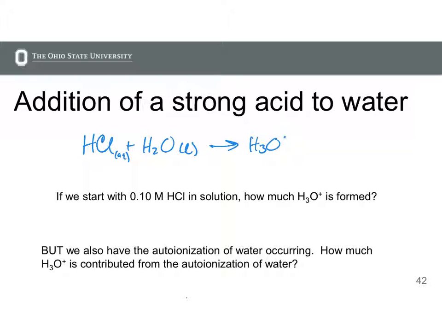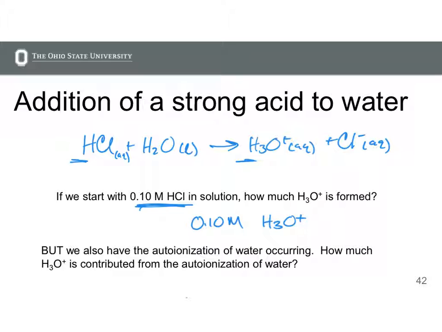Instead of writing this one more time. Okay, so here's our reaction, addition of HCl to water. So if we start with 0.1 molar HCl, how much H3O+ is formed? This is just a stoichiometry question because this reaction occurs to completion. For every 1 HCl, we produce 1 H3O+. So we'll end up with 0.1 molar H3O+. Everyone okay with that? Okay.